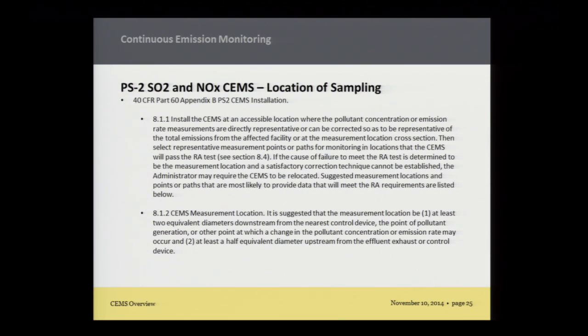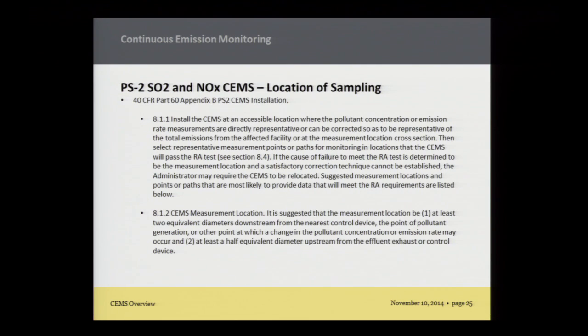And if the cause of the failure to meet the RATA test is determined to be the measurement location and a satisfactory correction technique cannot be established, the administrator may require the CEMS to be relocated. So they can come in and say, okay, we don't believe that that's representative, move it. Now you've got to go spend $1 million to put your platform in. So the suggested measurement locations and points or paths are most likely to provide data that will meet all the RATA requirements listed below.